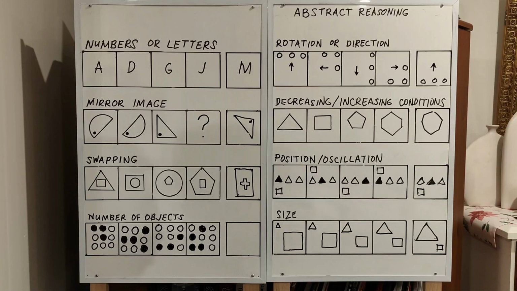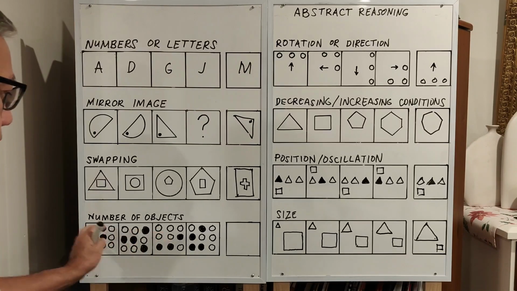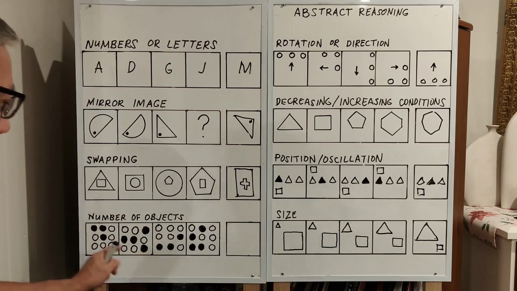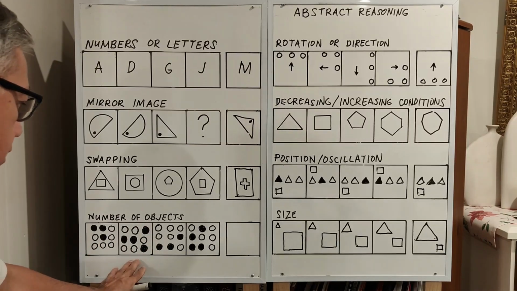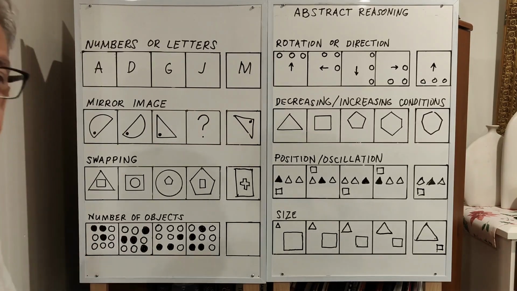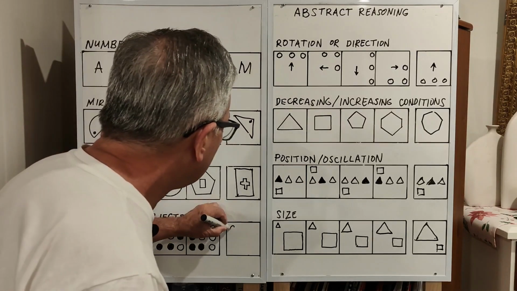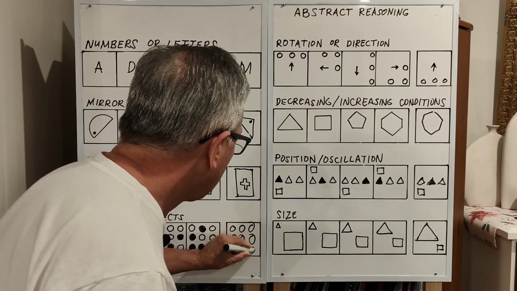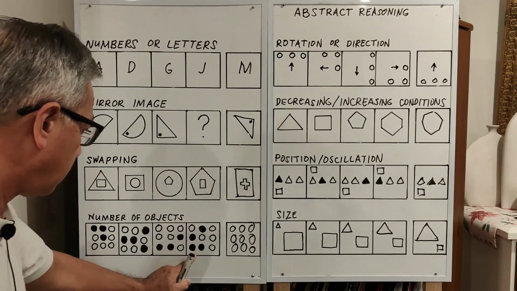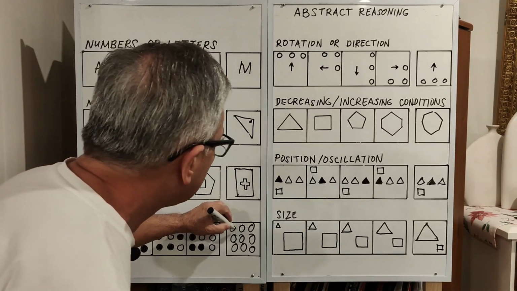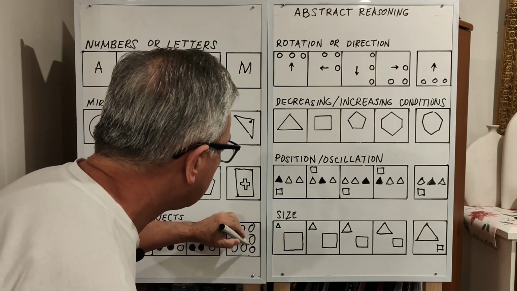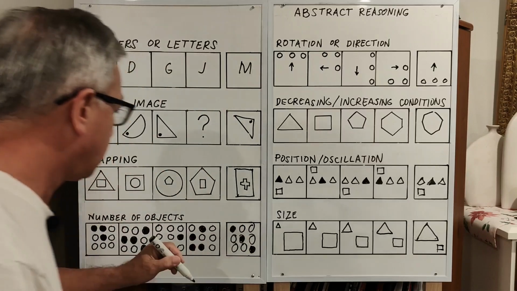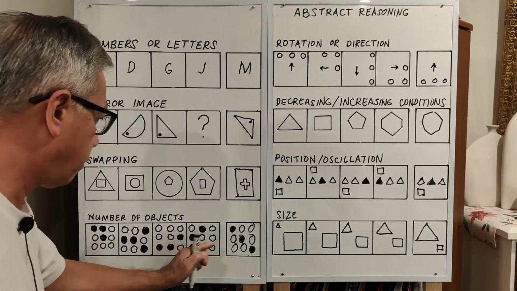Next is the number of objects. If you will notice, the black circles have no order. It is random. But if you count them, this has 3, this one has 4, this one has 3, this one has 4. So what you are looking for is 9 circles still, but it had to be 3 dark circles. So 3, 4, 3, 4, 3.